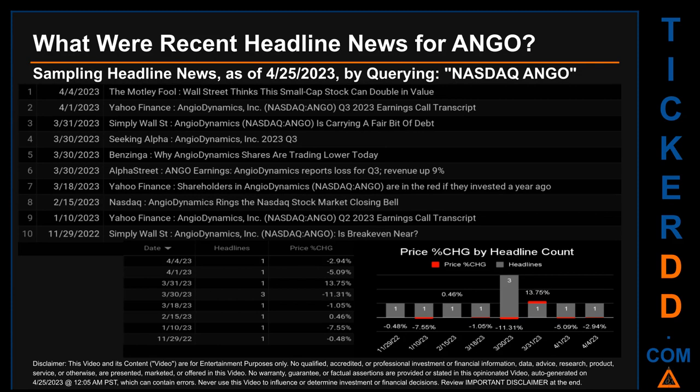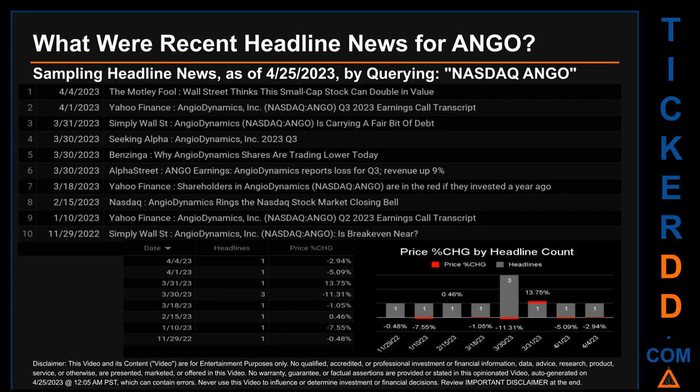I did so by searching specifically by a keyword that may appear, broadly, in the title or the body, of discoverable news articles. The keyword that I used was a combination of the exchange and the ticker symbol, NASDAQ: ANGO. The results show 10 unique headlines, published across 8 unique dates. Publication dates spanned 126 days.